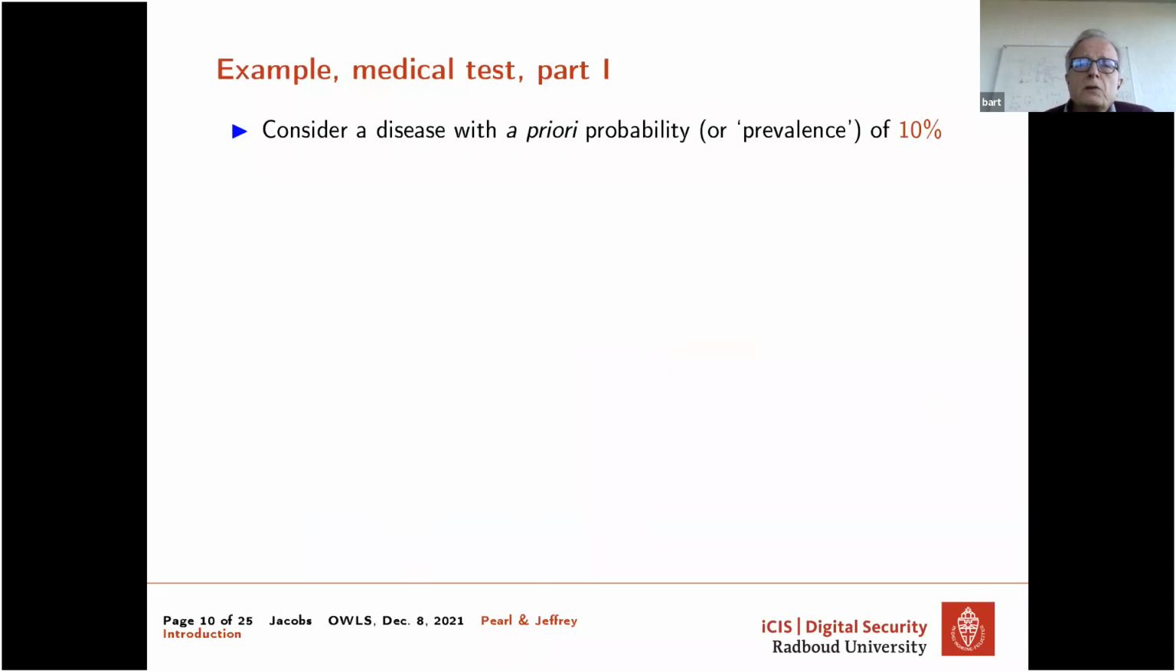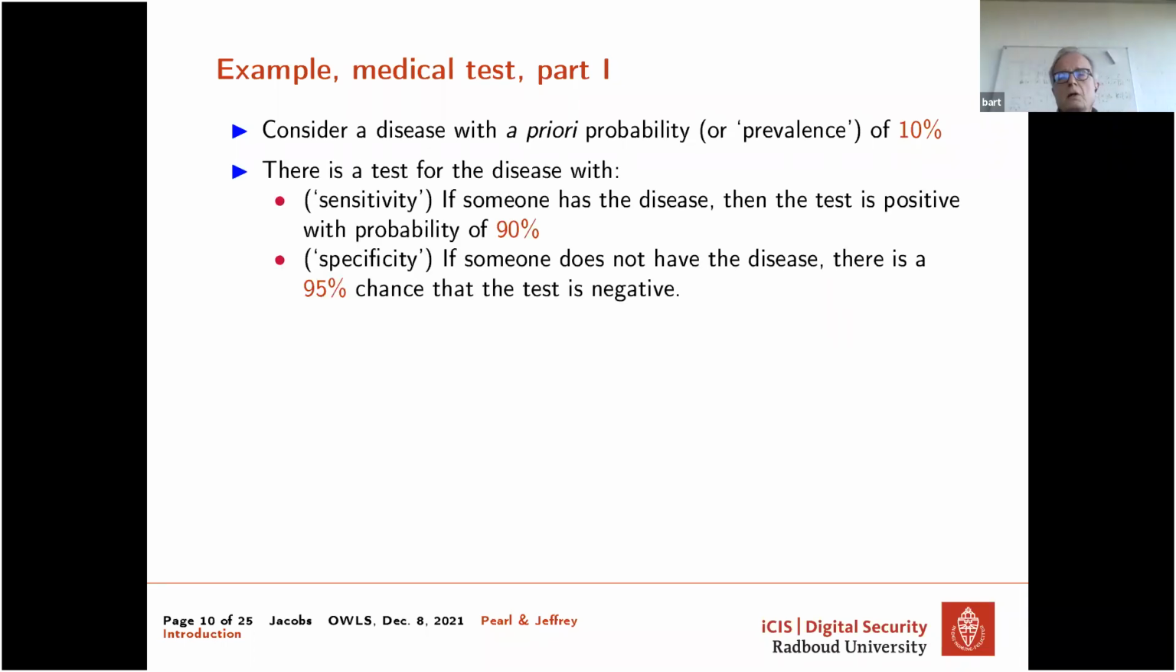Let's look at an example. This is a standard example that you come across in Bayesian reasoning. Consider a disease that has an a priori probability of 10%. Medical people call this a prevalence of 10%. And there's a test for the disease, and the test, as is usual with tests, has a sensitivity and a specificity. You may have heard these terms recently in news articles, for instance, related to PCR tests for COVID. Sensitivity tells you, if someone has the disease, what is the probability that the test is actually positive, so that the test is right. Let's assume it's 90%. Specificity is, when someone does not have the disease, what is the chance that the test will actually be negative? Let's assume that it's 95%, which means that the test is pretty good.